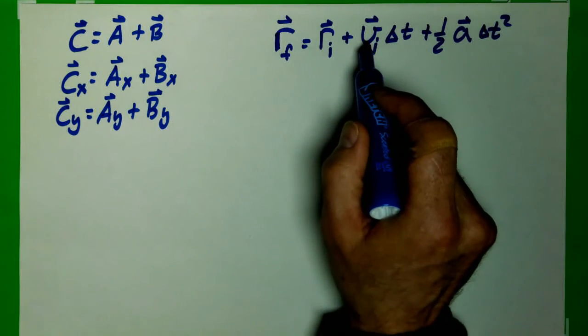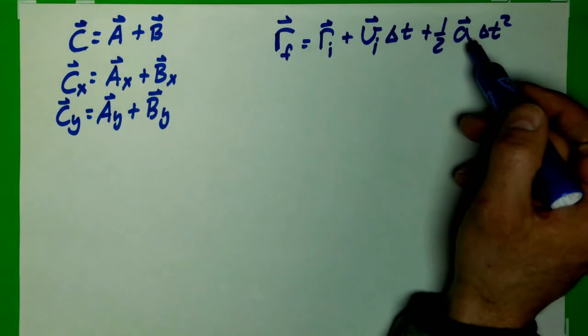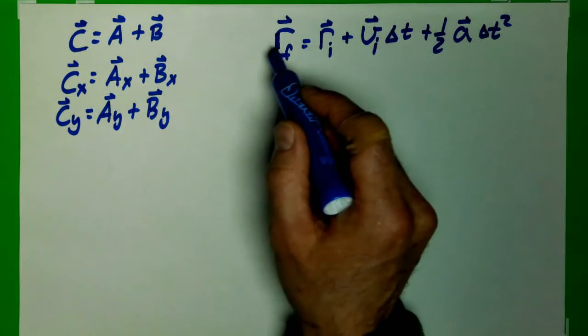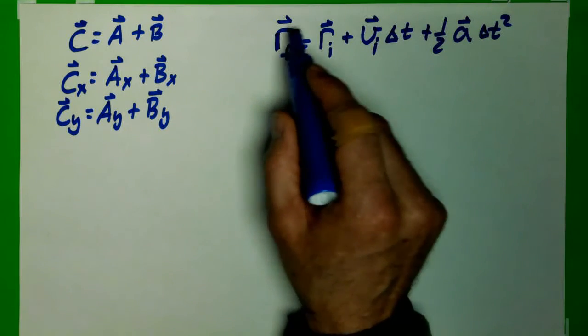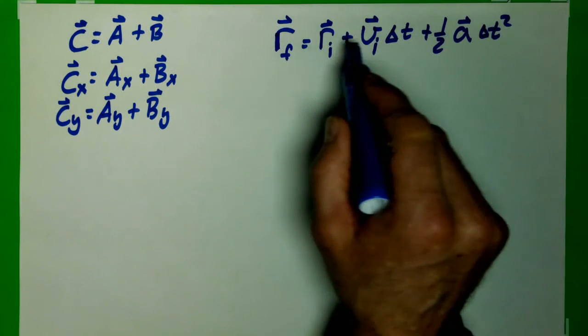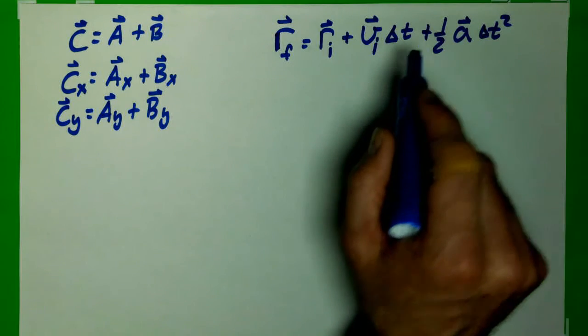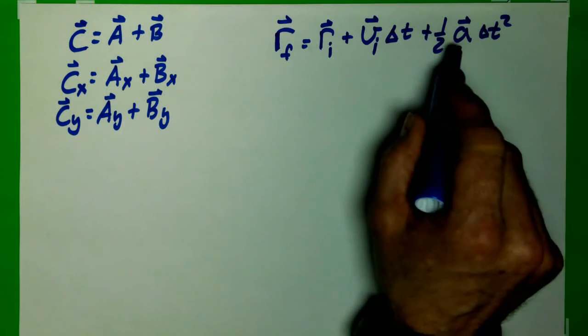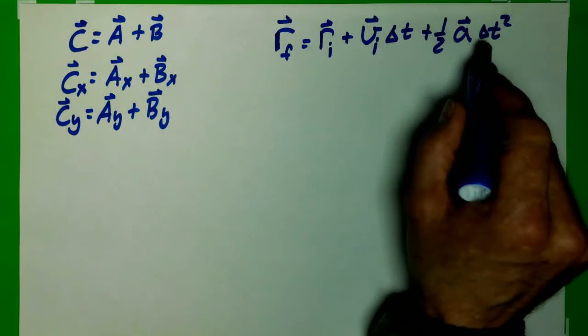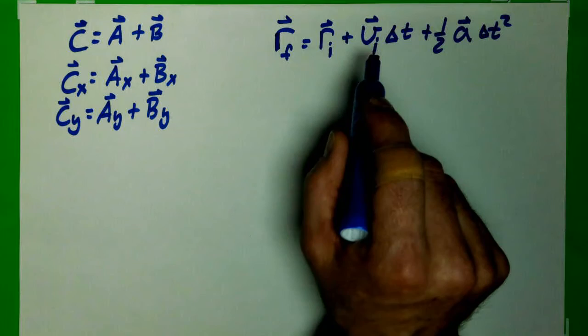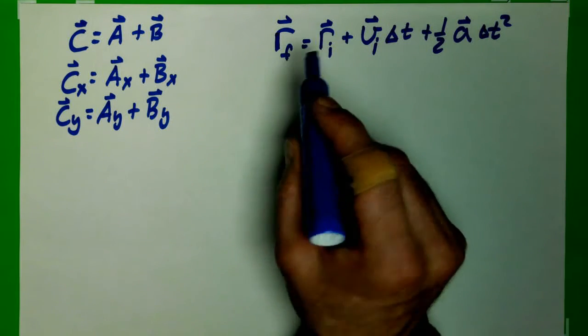Let's say I have a value for the initial velocity and I have a value for the acceleration. How do I find these? Well, I either have to graphically add these tip to tail, or I need to find their components. And so immediately I'm going to change this, in two dimensions, into two different equations.